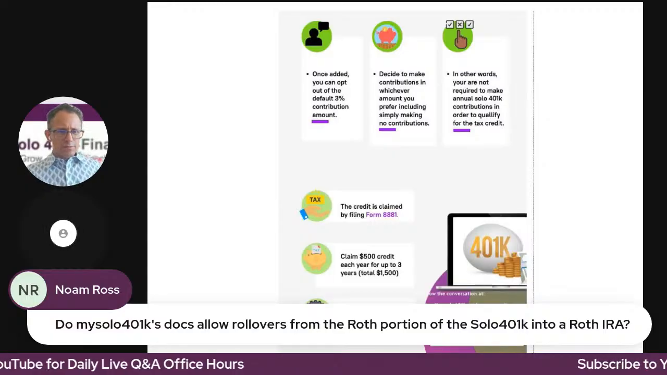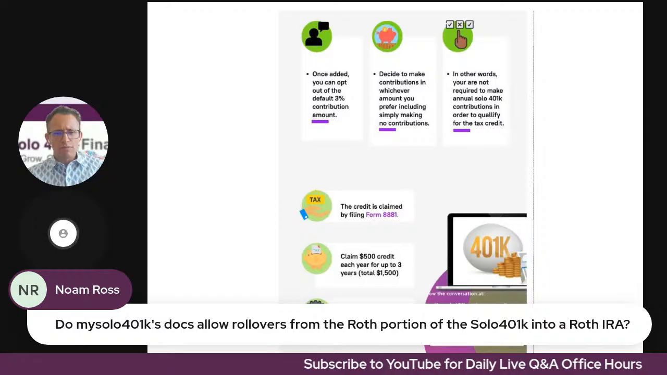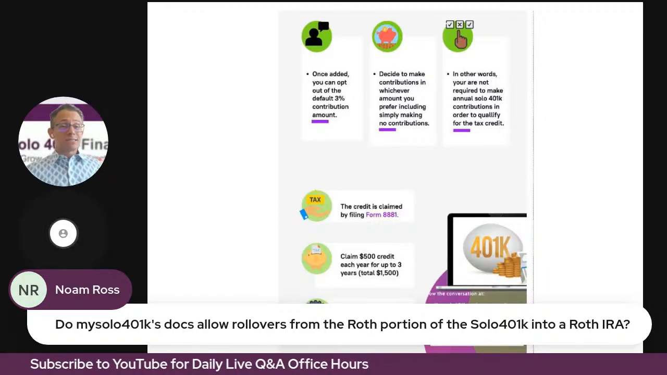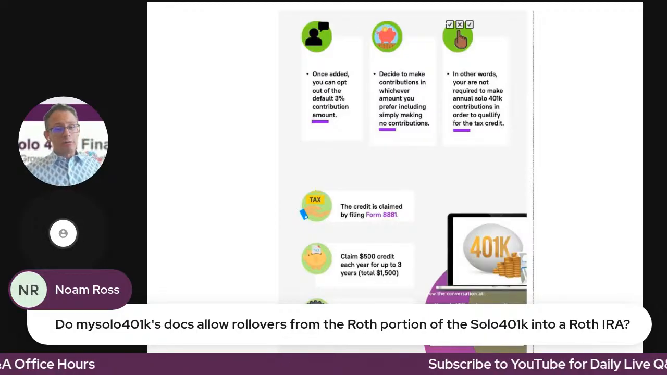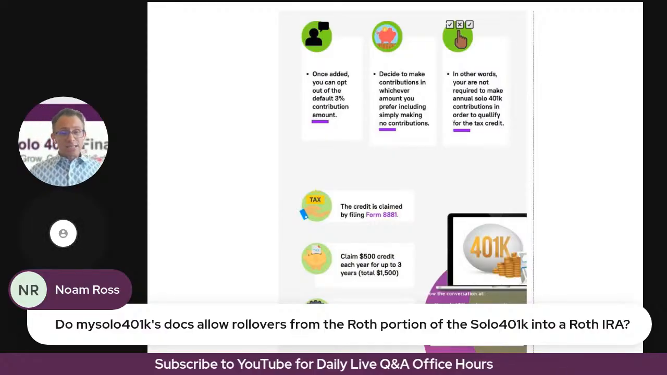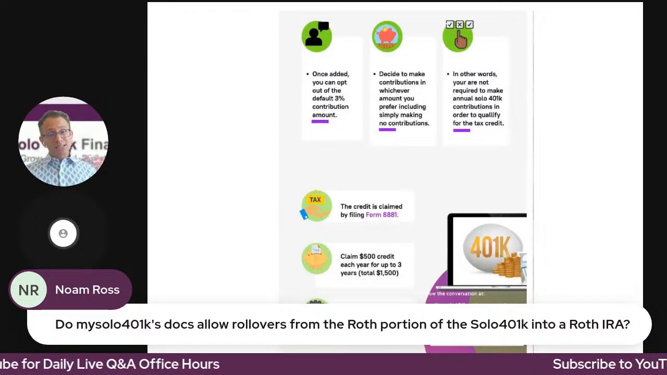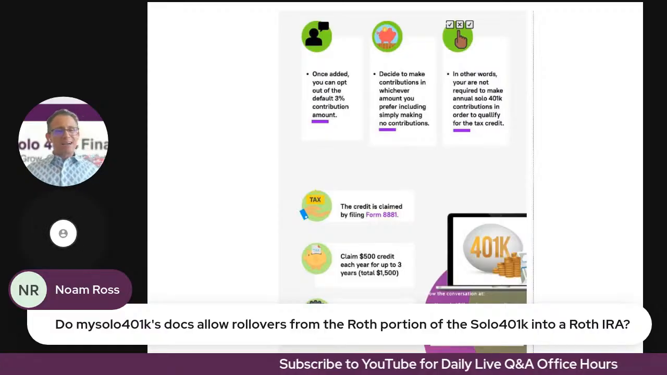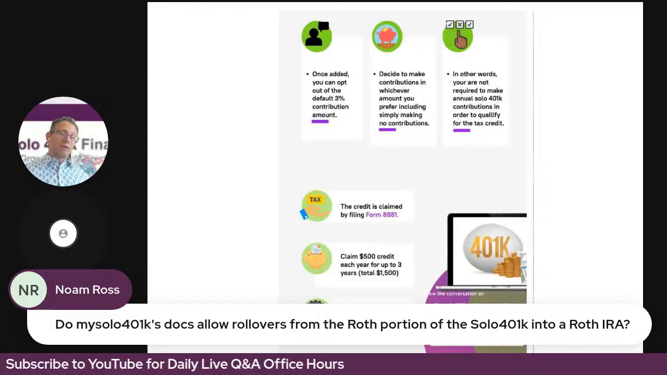Let's see. Do my solo 401k documents allow rollovers from the Roth portion of the solo 401k into a Roth IRA? Well, number one, yes, our plan documents do allow for it. Number two, which is more important, is that it's a statutory IRS regulation that you can never transfer funds in a Roth solo 401k to a Roth IRA unless you meet a triggering event. And again, I can't stress enough how this is an IRS statutory regulation. It's not in my solo 401k regulation.